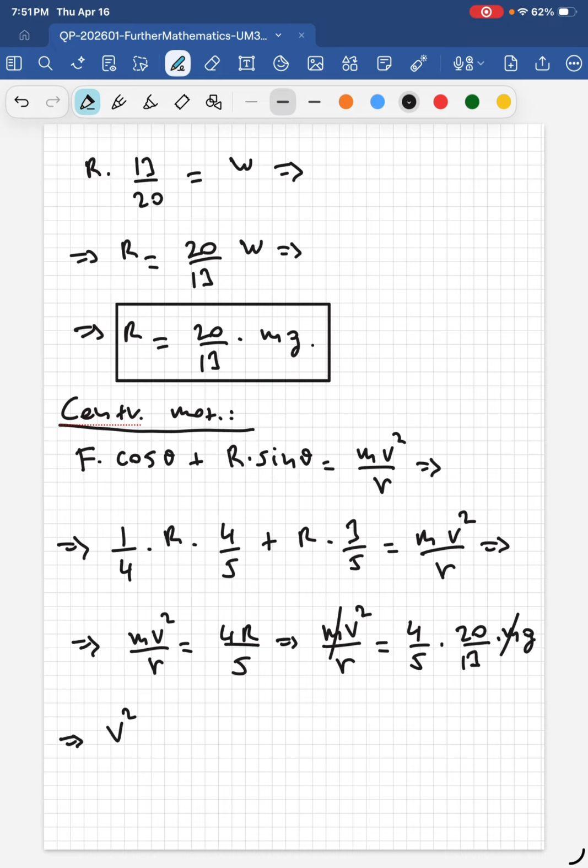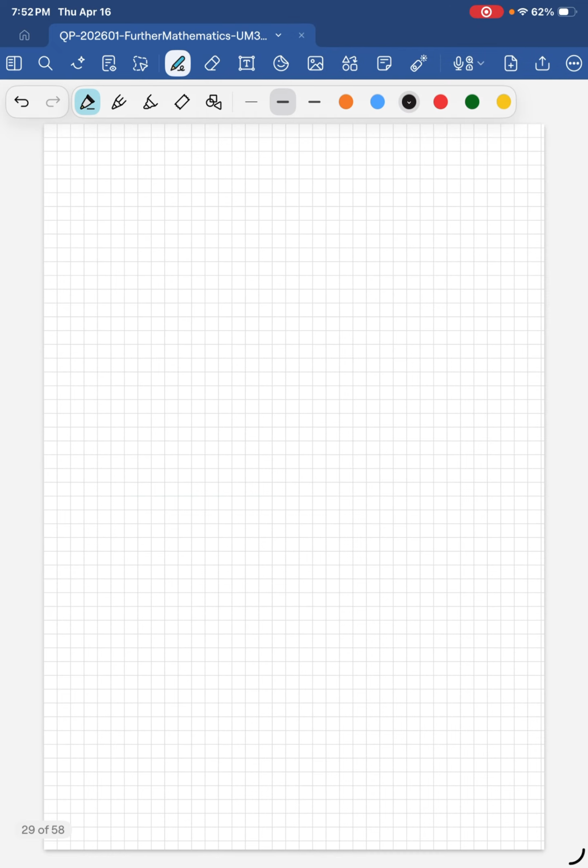So v², we get a few cancellations, and this works out to be 16/13 times r times g. So another clean page. So v is the square root of 16/13 times r times g.